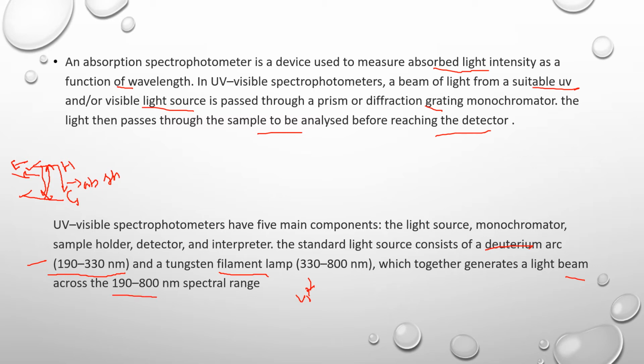In UV visible spectrophotometer, 5 main components are here. First one is the light source where deuterium arc and the tungsten filament lamp is used. A monochromator which can be prism or grating. It is called a monochromator because it separates out each wavelength. A sample holder where cuvettes are used. Cuvettes can be made up of glass or quartz. Detector that detects the light and converts it into current which is shown on the screen. An interpreter which shows the graph between the absorbance and the wavelength.